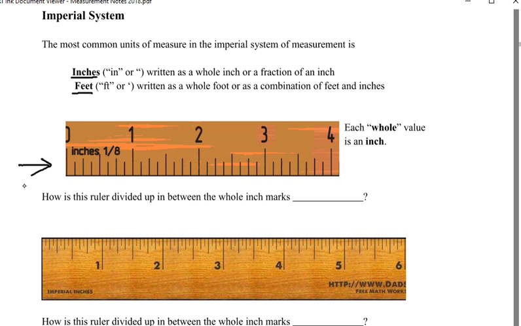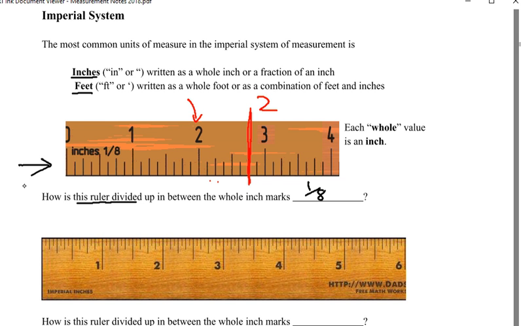So for this case, this ruler is divided into eighths, 1/8. The ruler is divided up in between the whole inch marks by eighths, 1/8. So that's going to help us come up with how long something is because there are 8 pieces. If I said I want this measure here to that point, well, we see that we get to 2 wholes. So that's 2 inches.